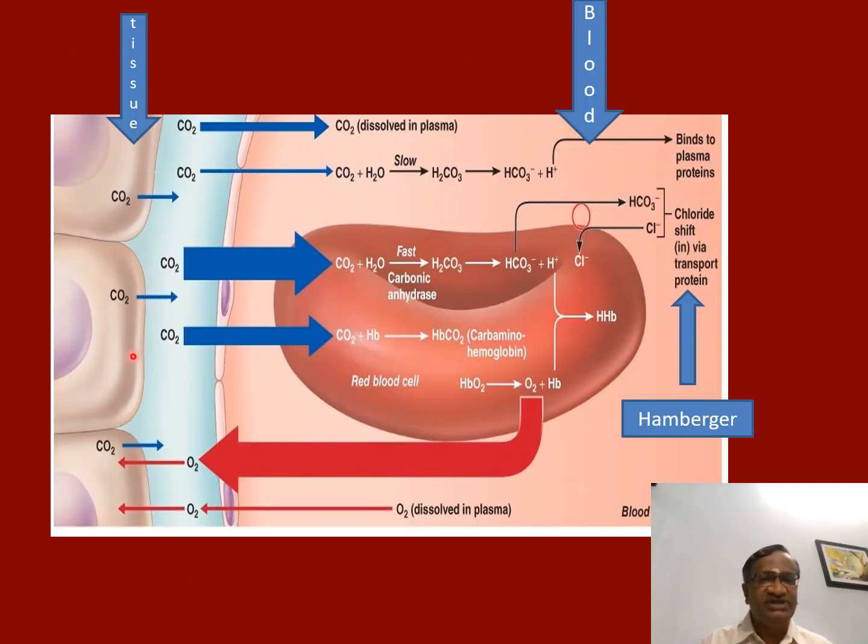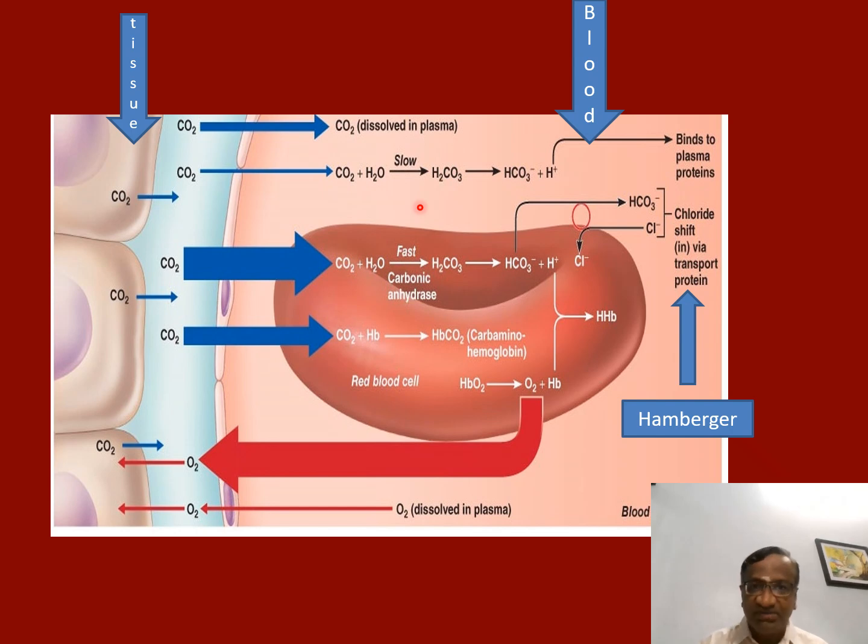Now you see, in the tissues, carbon dioxide is produced. First, it is dissolved in the plasma. How much is dissolved? 7%. There is also a carbonic anhydrase in the plasma, which converts CO2 to HCO3, but it is very slow and the portion is minuscule. Carbon dioxide enters the red blood cell, changes into carbonic acid, dissociates into bicarbonate and H+. This bicarbonate goes out, and because this negative bicarbonate goes out, some negative has to come in.